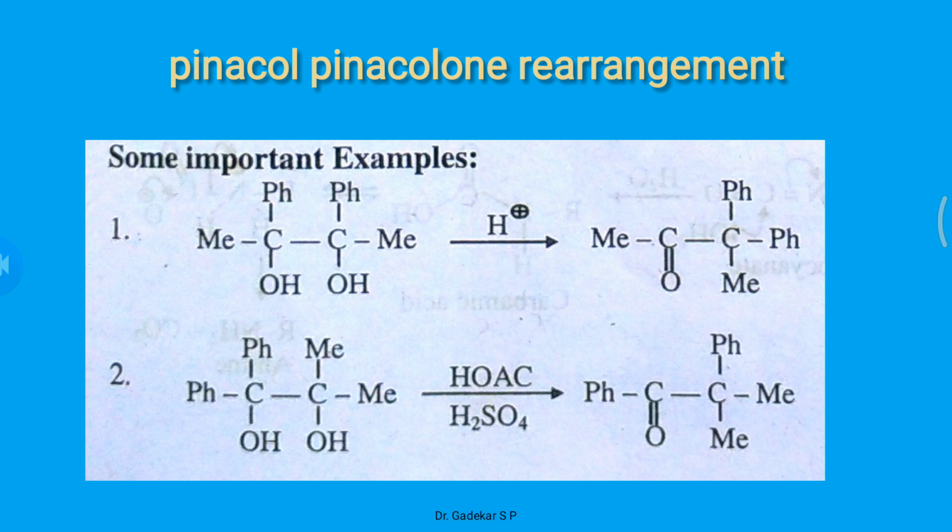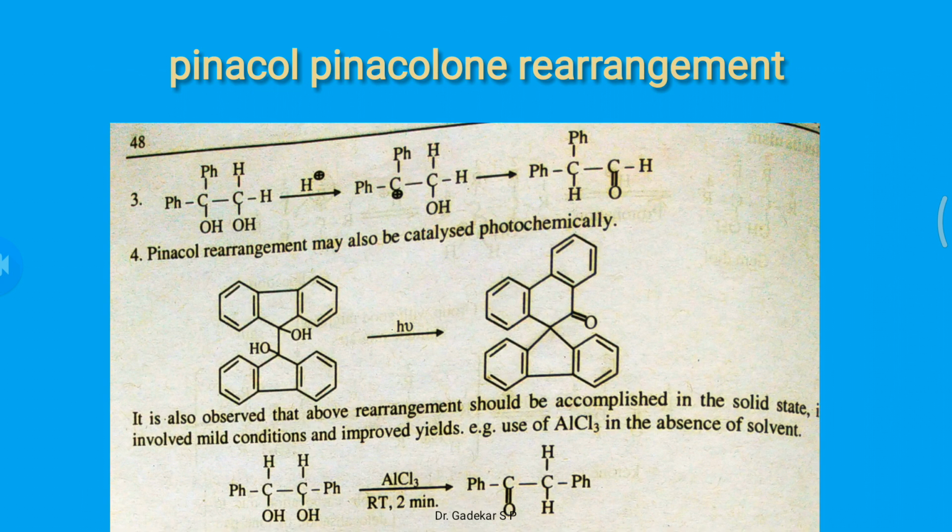Okay, here again the phenyl group has more migratory aptitude than methyl. That's why the phenyl group migrates and forms a ketone. Okay, so this is the most important reaction, which depends on migratory aptitude. Pinacol-Pinacolone rearrangement reaction. One more example.